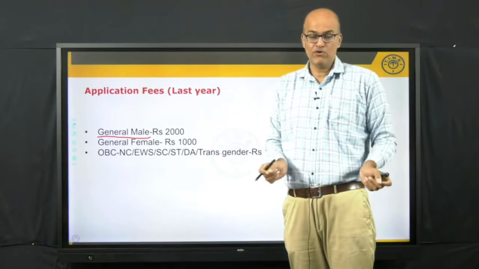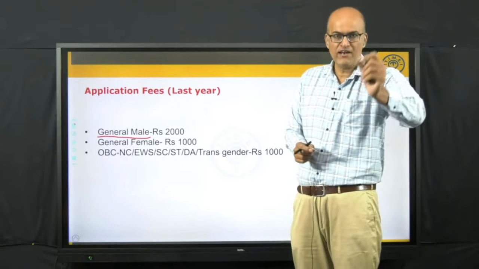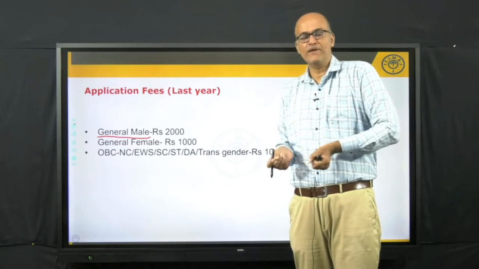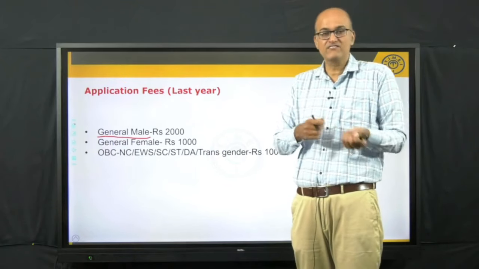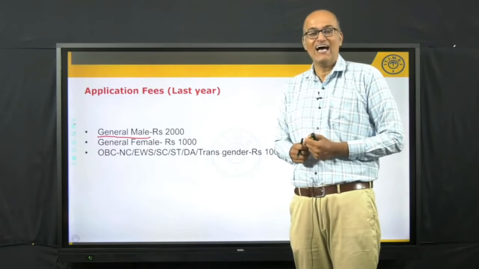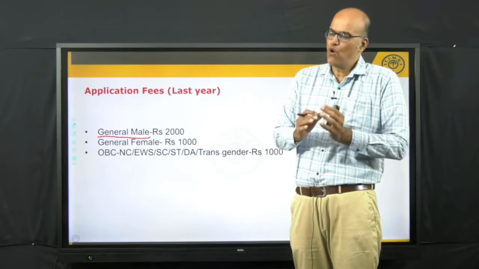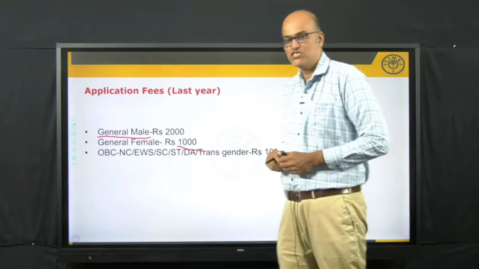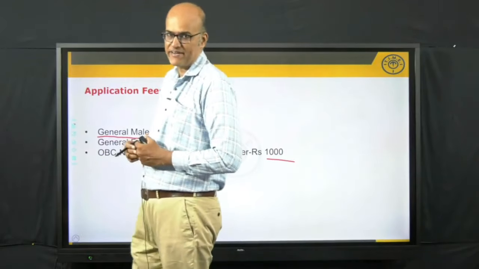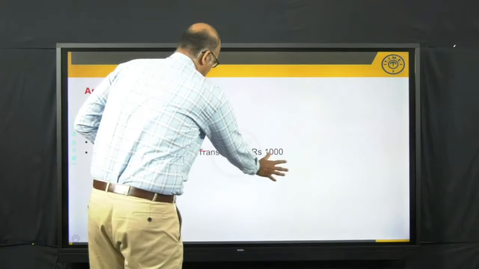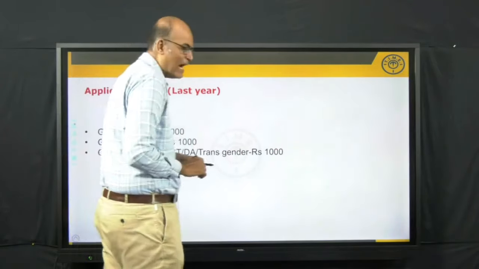Everybody else, what do I mean by everybody else? General category females, then OBC NC category applicants, EWS category applicants, SC applicants, ST applicants, differently abled applicants, and transgender applicants, all of them had to pay 1,000 rupees as application fee for writing the CMAT exam. So this is how the CMAT exam charged application fees from the applicants.